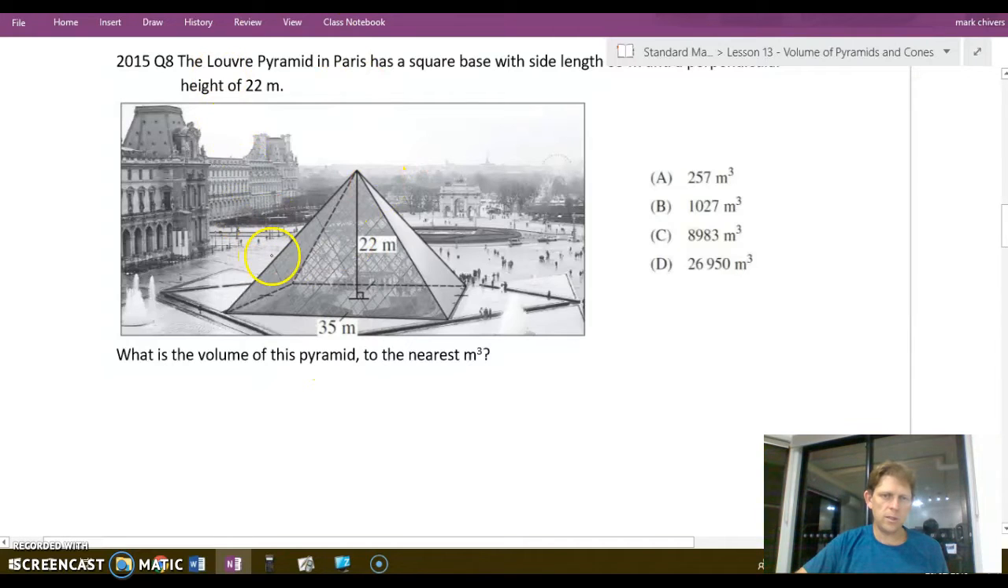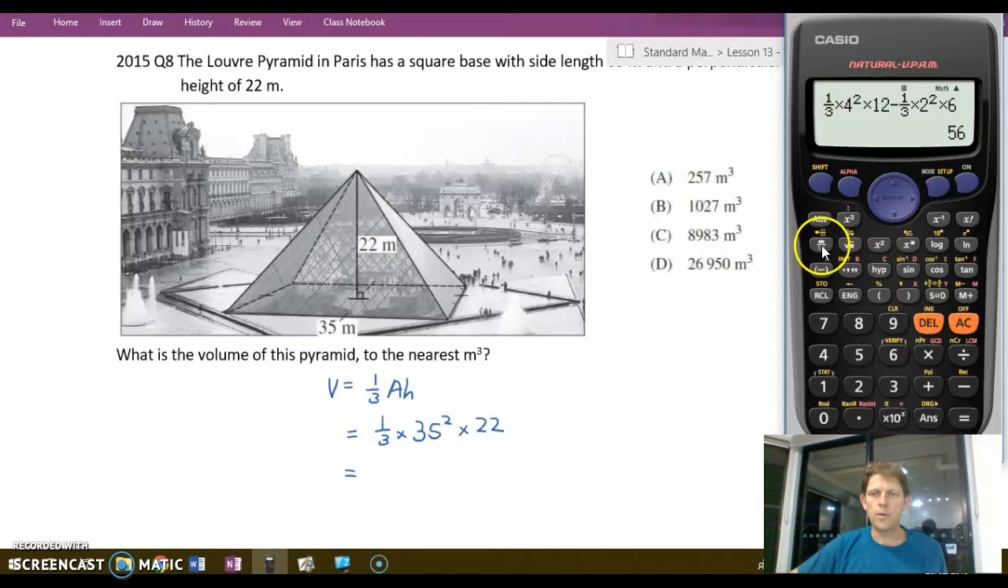So once again, let's just use that formula. The volume of any pyramid is going to be 1/3 of the area of the base times the height. Now, in this case, they said it's a square base, so obviously 35 times 35 is going to give us the area of that base. So that's 35 squared. And then we just multiply that by 22, which is the height of the pyramid. And again, we just plug that into our calculator and see what happens. So 1/3 times 35 squared times 22.